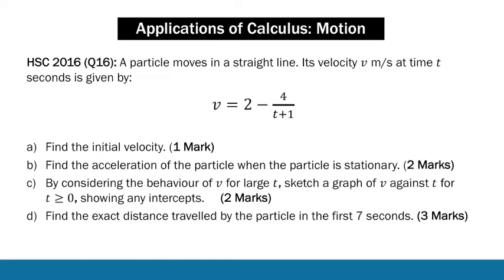We're asked to find the initial velocity. We're asked to find the acceleration of the particle when it's stationary. We're asked, by considering the behavior of v for large t, to sketch a graph of the velocity. And then we're asked to find the exact distance traveled by the particle in the first 7 seconds. This adds up to a huge, actually, 8-mark question, probably the most that's been asked on motion for a long time. So this is a great example to look at to cover a few things at once and to show you the upper scale of what they could be asking.